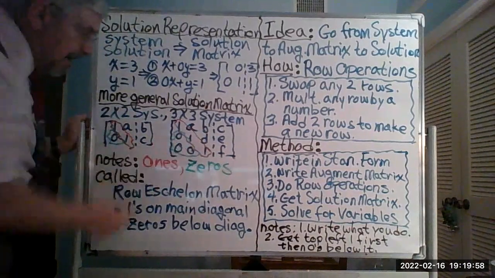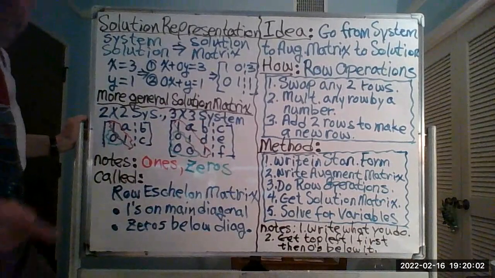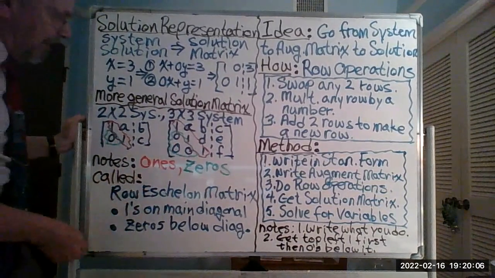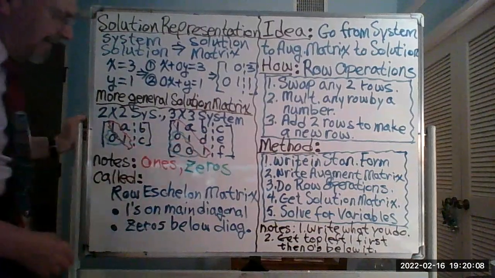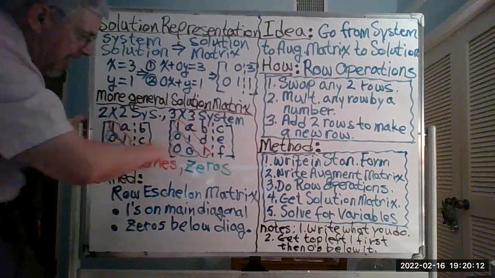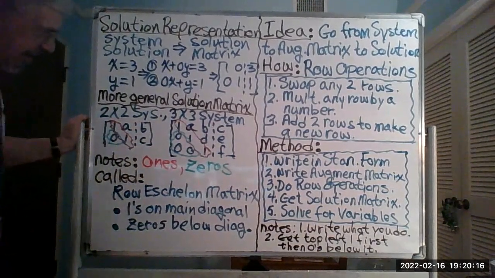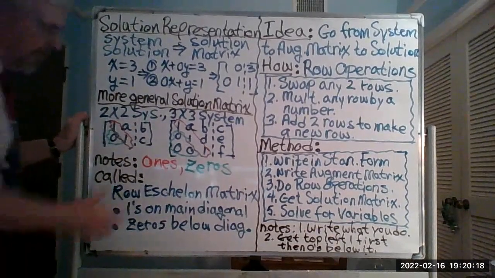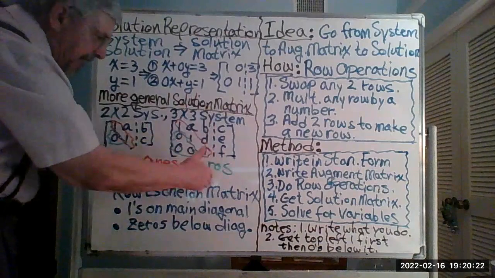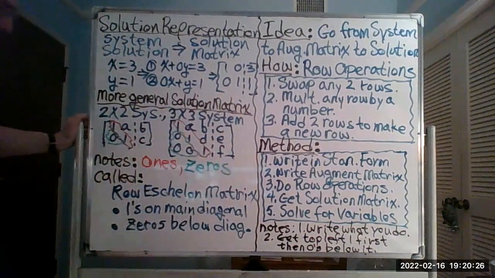If I had, say, a 4 by 4, so the next one down, if I had 4 variables, I would actually have a 4 by 5. So I would have 4 rows. Actually, I'd have 5 columns. So I'd have X, Y, Z, and then another variable, equal sign, column. But we aren't going to make one that big.